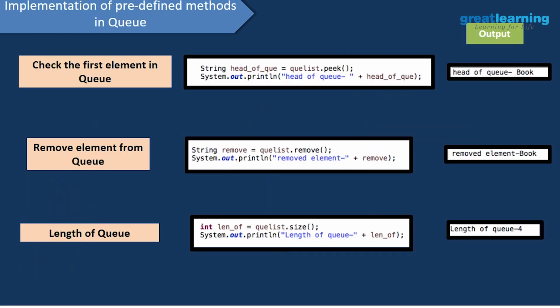Now come the predefined functions we have in queue. We have .peek. What is .peek? .peek will return the first element of your queue, okay? And when you use the remove function, I told you it uses the FIFO technique, so it will remove the first element from your queue, right? If you want to see the length of the queue, we use .size. So let's go to Eclipse and see how we can implement queue in Eclipse using Java.